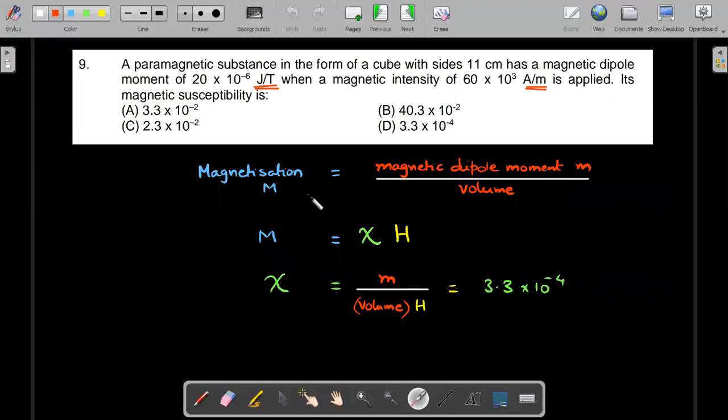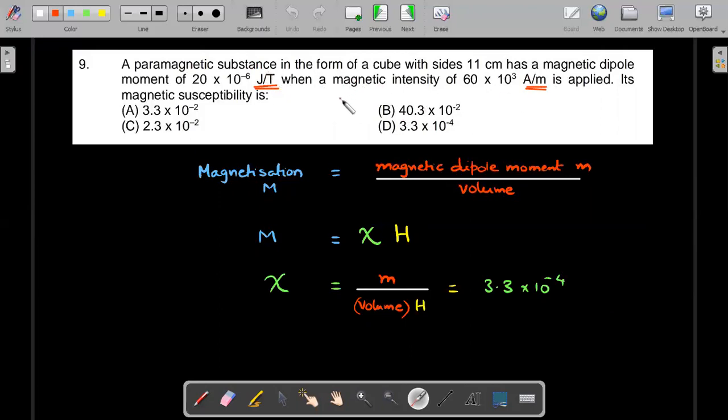This time another concept that is asked is, you should remember what is meant by magnetization. Okay, magnetization, capital M, is equal to magnetic dipole moment per unit volume. Also the magnetization is directly proportional to H, with chi as the proportionality. Chi is the magnetic susceptibility, H is the magnetic intensity. Since chi is a pure number, your capital M and capital H should have the same units, which in turn means this and this, you can check, are of the same units. Okay, these two are the same.